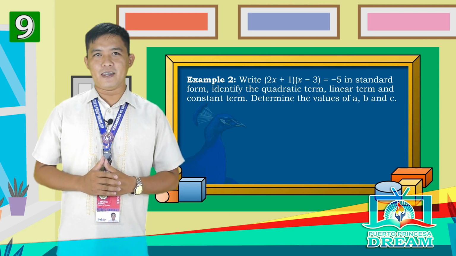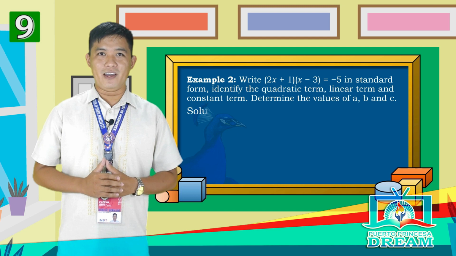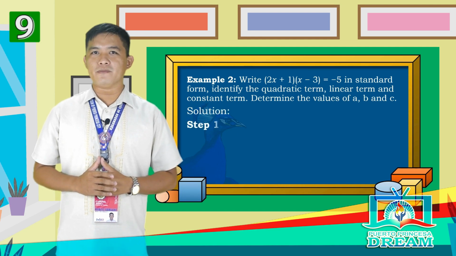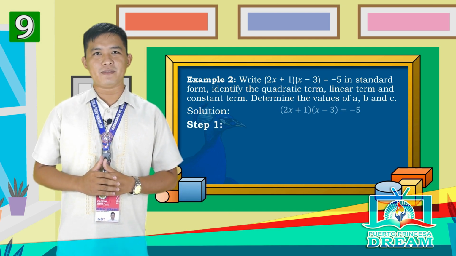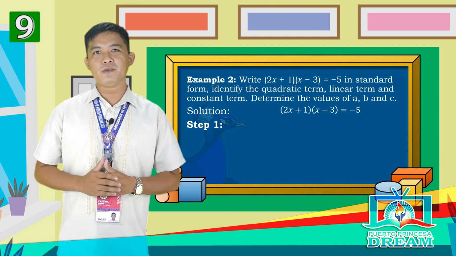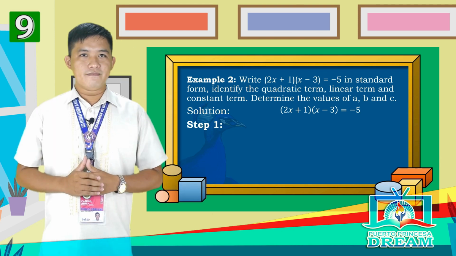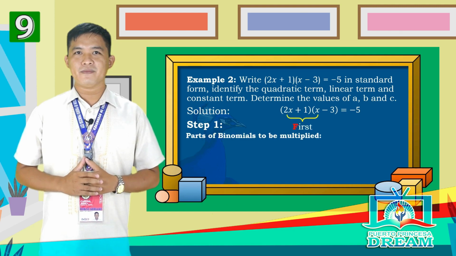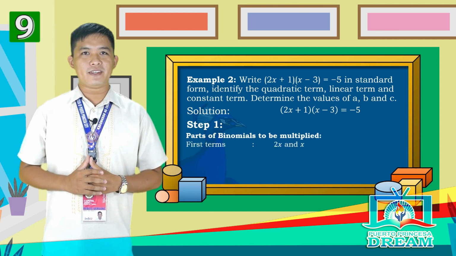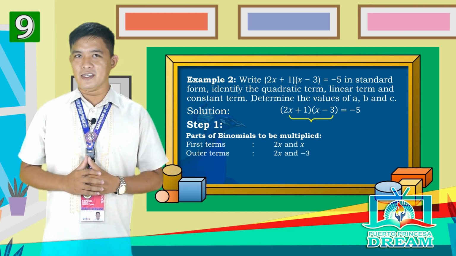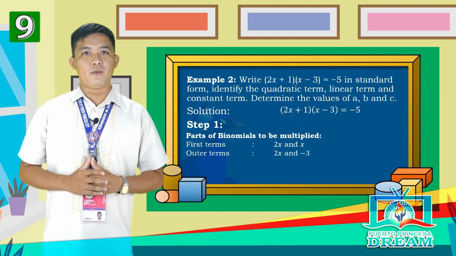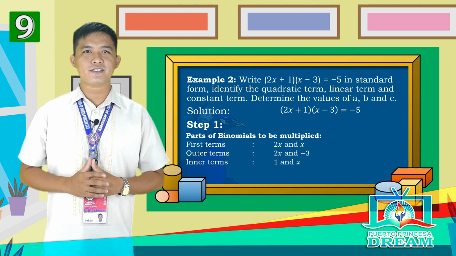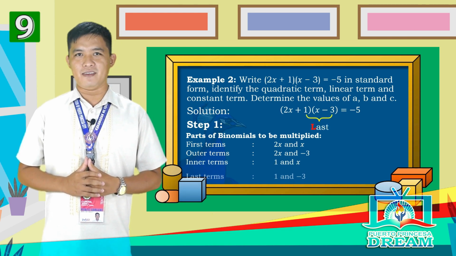Let us do it step by step. Step 1. Expand the product of the quantity 2x plus 1 times the quantity x minus 3 using the FOIL method. Here are the parts of the binomials to be multiplied. The first terms are 2x and x. The outer terms are 2x and negative 3. The inner terms are 1 and x. And the last terms are 1 and negative 3.